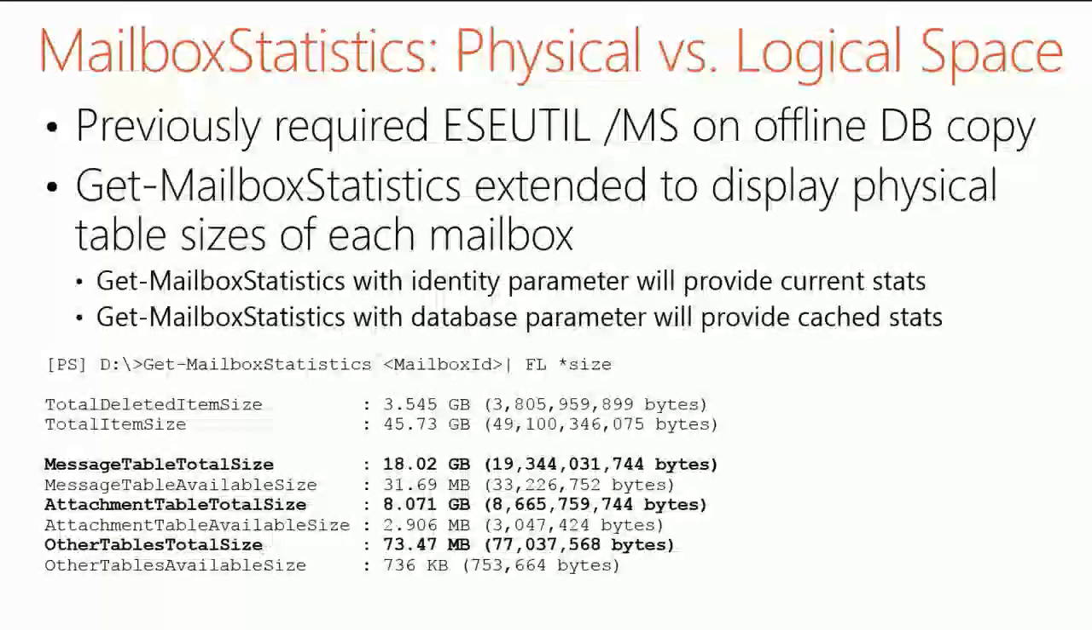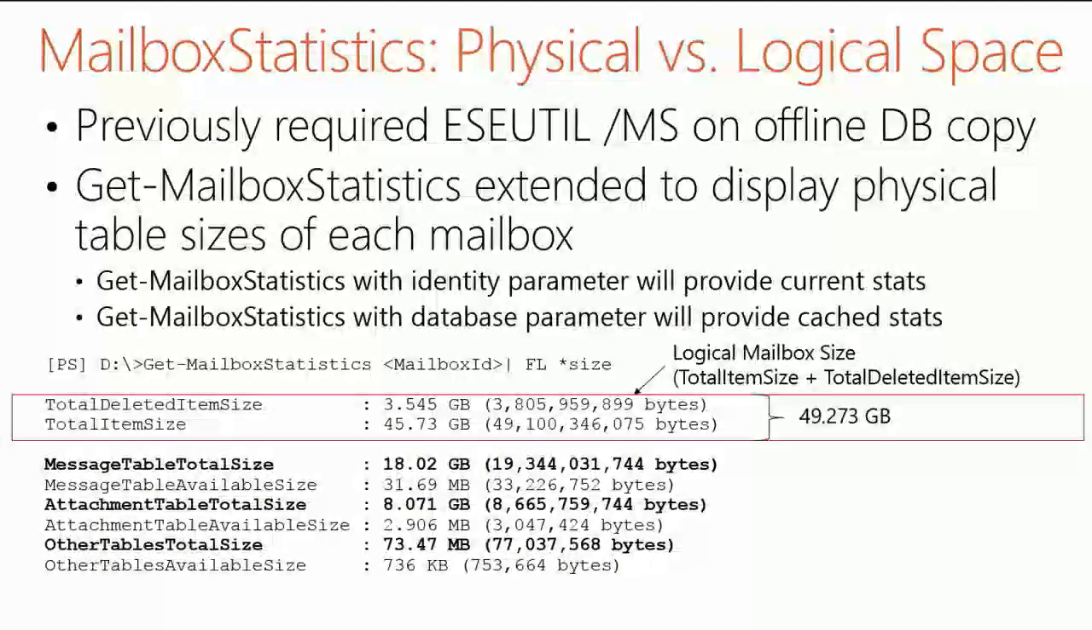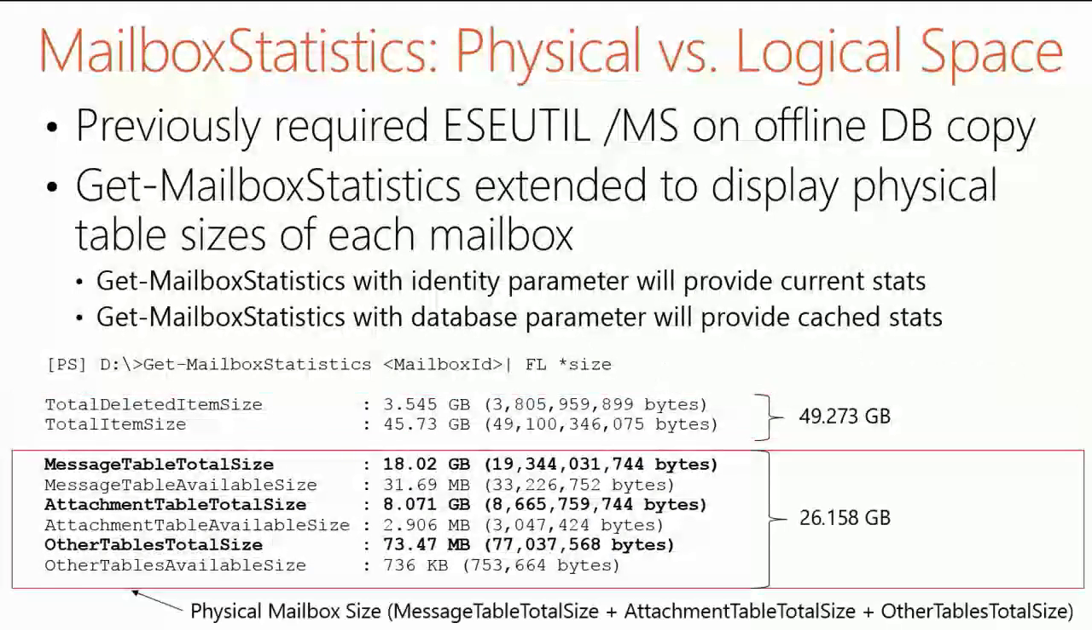We can actually get mailbox statistics, and we can start to see the table sizes. So historically, we could see the logical item sizes, and now we can see the table sizes. And as you can see here in this example, I've got roughly a 50 gigabyte mailbox that's actually consuming about 26 gigabytes of space, of table space.